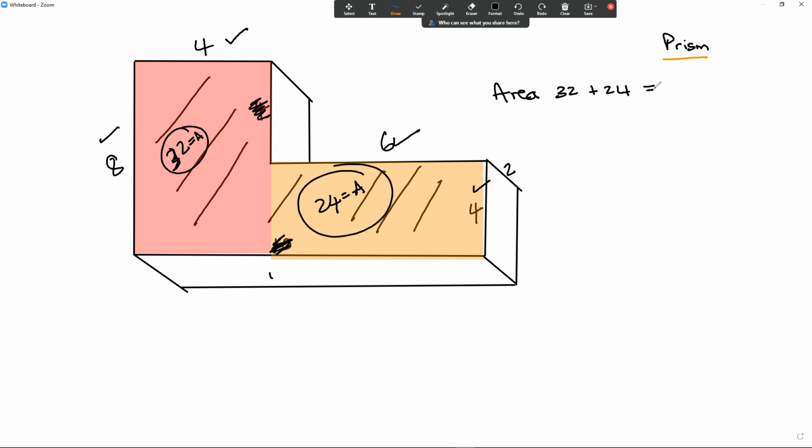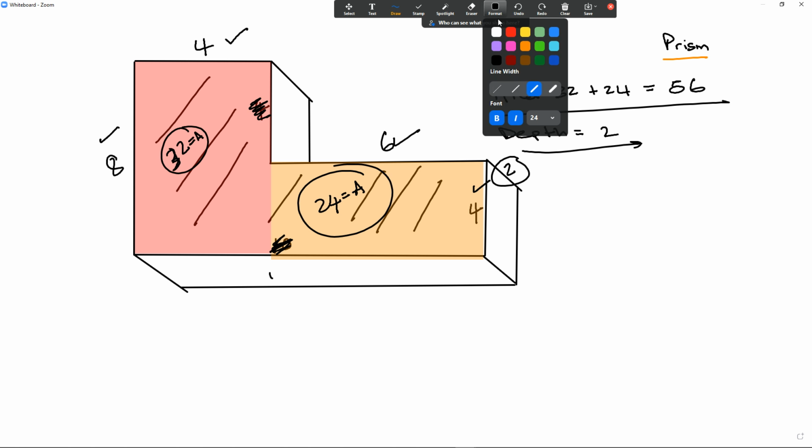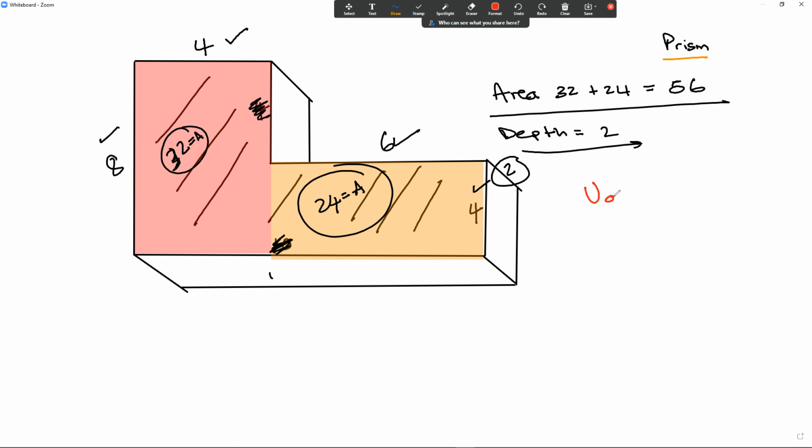And then how do you write the depth? Now, this is the area. The depth is simply one number, and it's 2. So volume is going to be equal to 56 times 2. That is 112, and that's the volume over there.